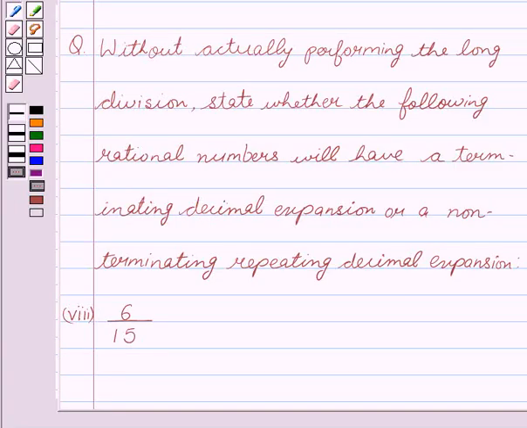I am Malika. We are going to discuss real numbers. Our given question is, without actually performing the long division, state whether the following rational numbers will have a terminating decimal expansion or a non-terminating repeating decimal expansion. Our given rational number is 6 upon 15. So let's start with the solution.